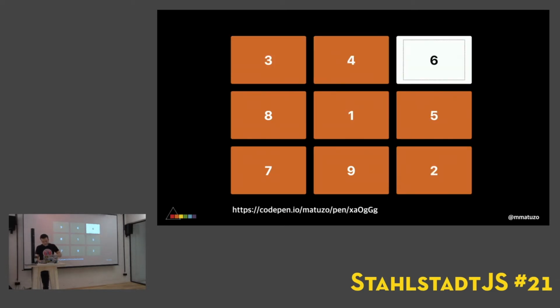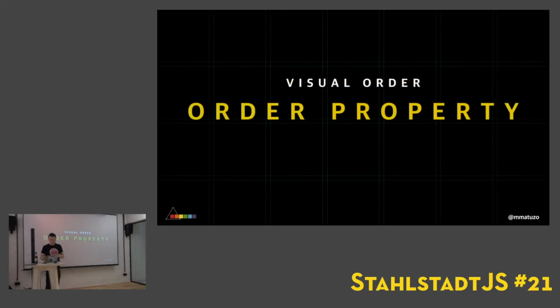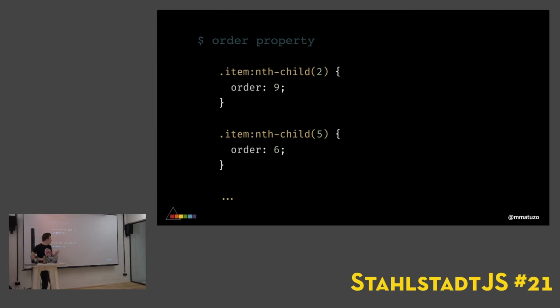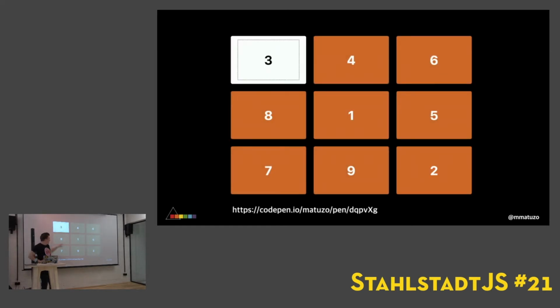So that's the first technique in Grid. The second one is the order property. You might already know it from Flexbox. It works the same way. You can use the order property on Grid items as well and reorder them in the Grid. So order doesn't just work with Flex, but with Grid as well. And we get the same result, again, with a mismatch between visual order and DOM order.